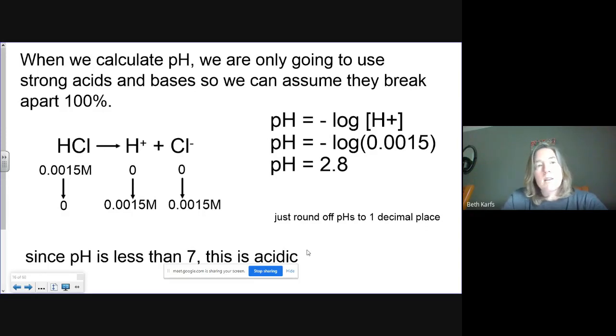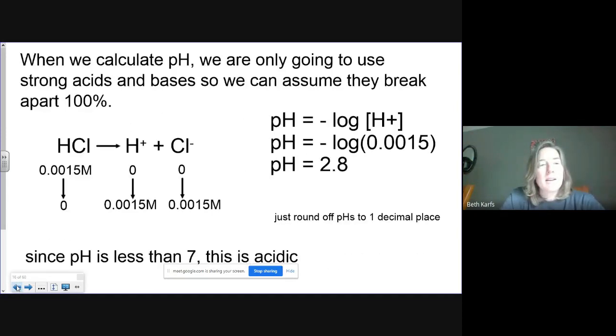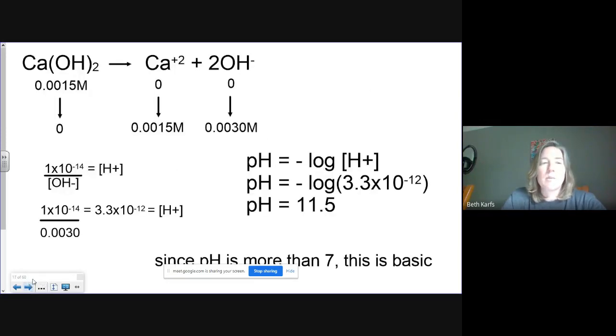All right, we can do the same thing for bases. If we have a base, if we go back here, if we just had a base like sodium hydroxide, it would break up into 1 sodium and 1 hydroxide, and that would be pretty straightforward. We're going to try one here that has 2 hydroxides in it. So this is calcium hydroxide. Same deal, if we started off with 0.0015 molar calcium hydroxide and we dump it into water, it's a strong base. We're expecting it to break apart completely.